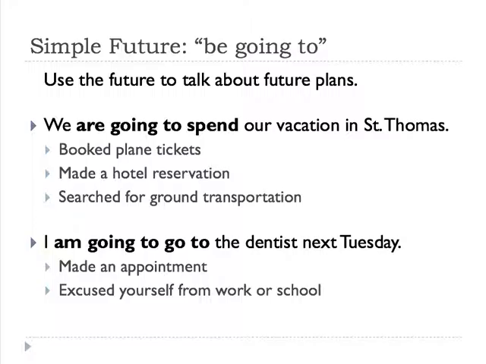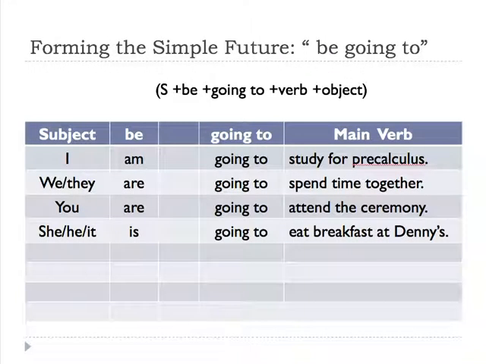Another example, I'm going to go to the dentist next Tuesday. That means you made an appointment, you excused yourself from work or school, you've made a plan, and you're implementing that plan. To form the future using be going to, you can use this formula.